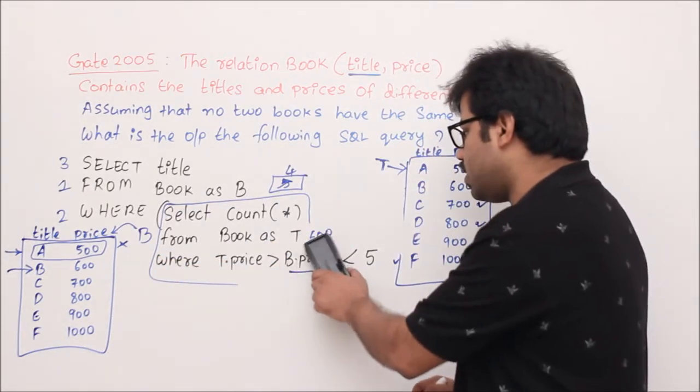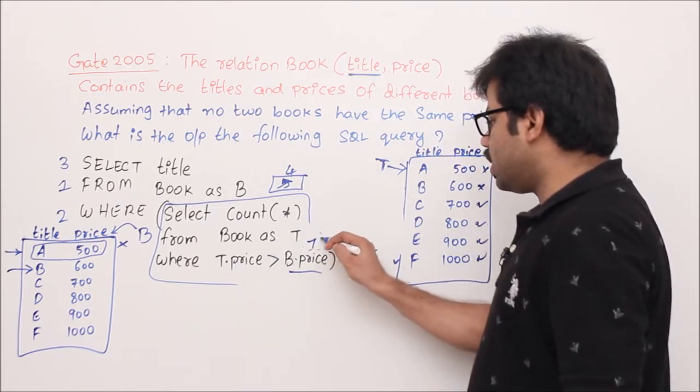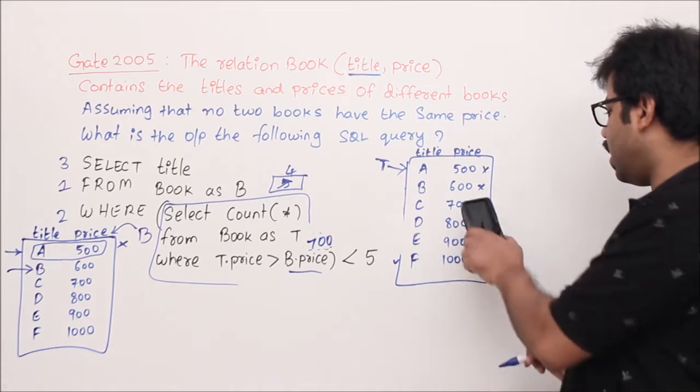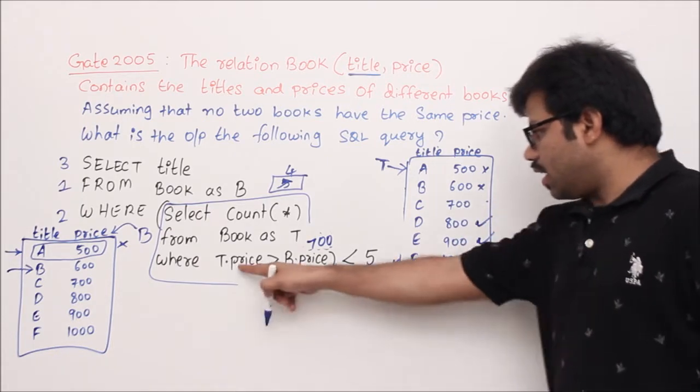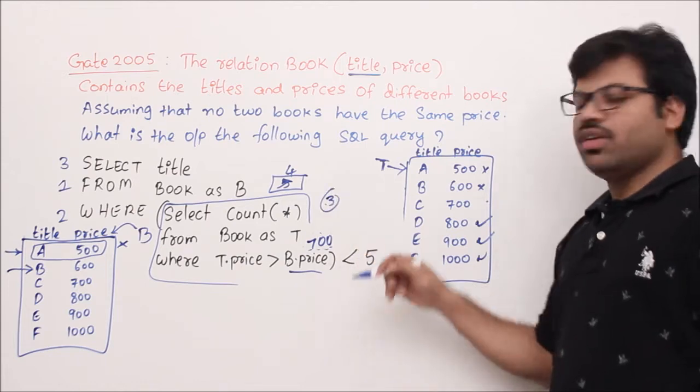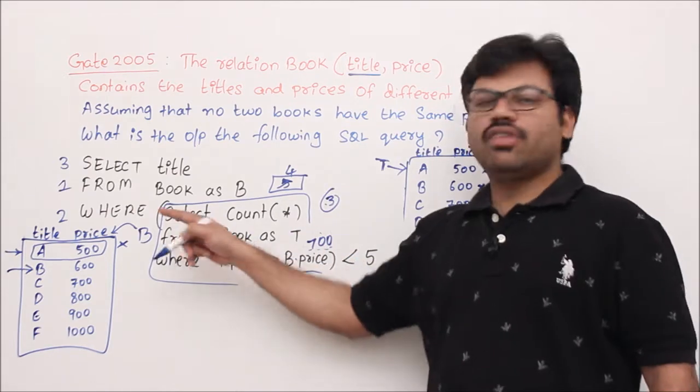Now later we fix this to 700. When you fix 700, then there are only these books 800, 900 and 1000. Their prices are greater than 700. So their count will be 3. Since 3 is less than 5, again such books' titles will be printed.